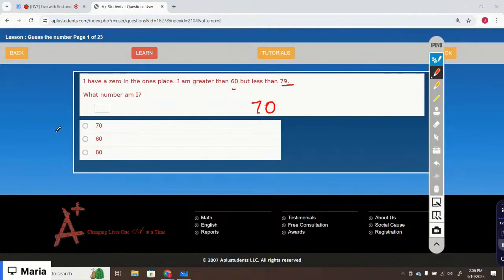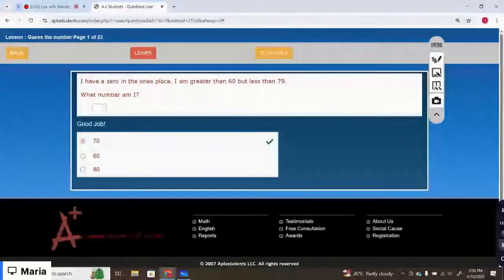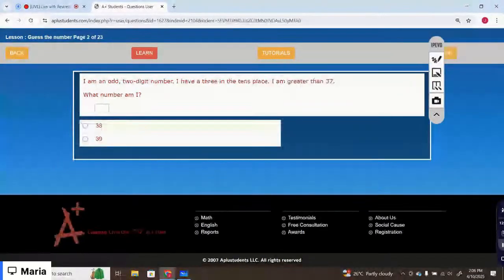So that would be 70, because I have a 0 at the ones place, right? Between 60 and 79, the only number that has 0 is 70. So option number one is the correct option. That is 70.